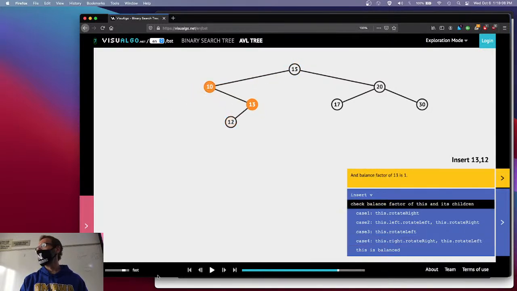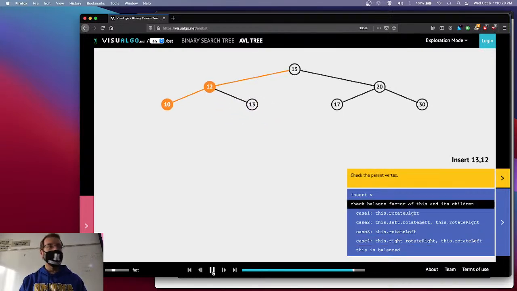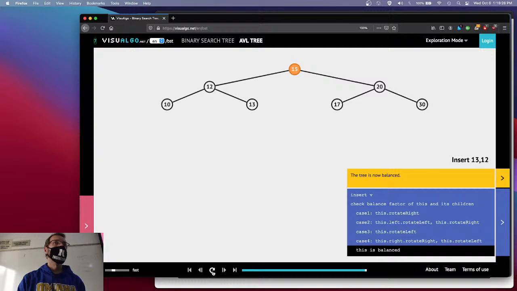Yeah, it's fast. All right, let's go slower then. You can change the speed here. So this will end up being a right-left rotation. Right, left rotation. And now it's a perfectly balanced binary search tree.